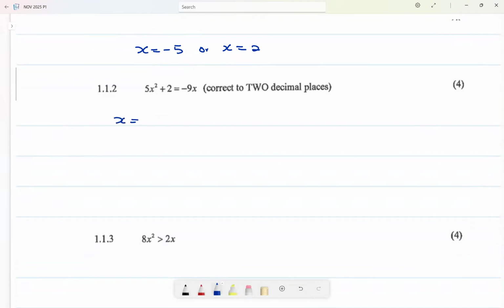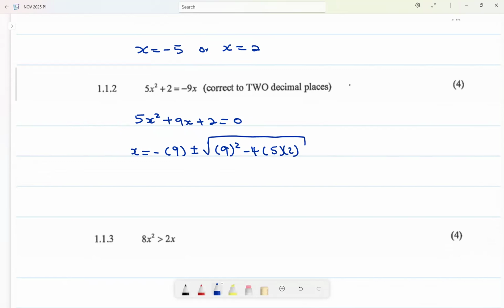You know that x is equal to -b plus or minus square root of b squared. Oh, sorry. First things first, you need to apply the zero factor. Plus 9x minus, plus 2 is equal to 0. And then x is equal to -b plus or minus square root of b squared minus 4ac.